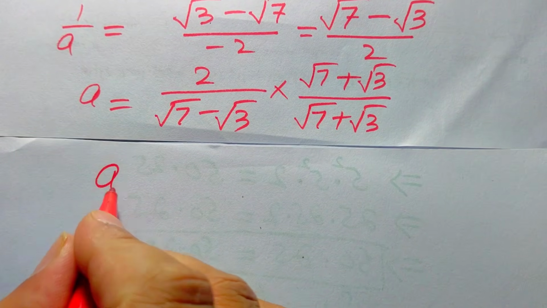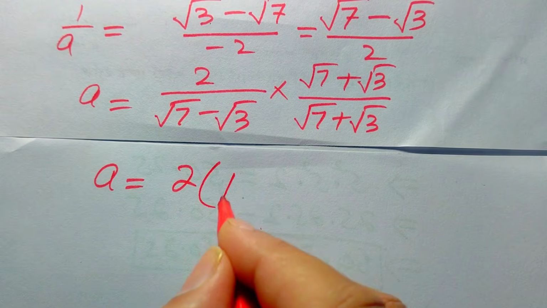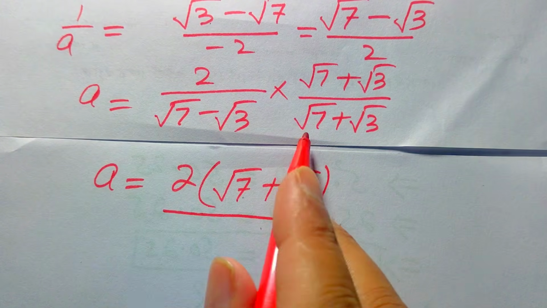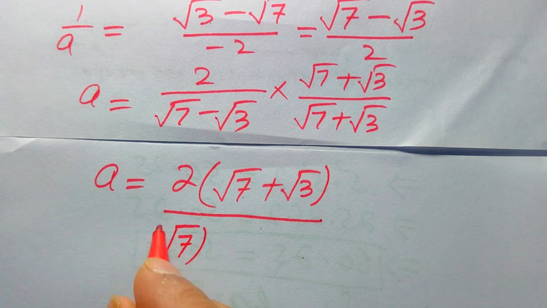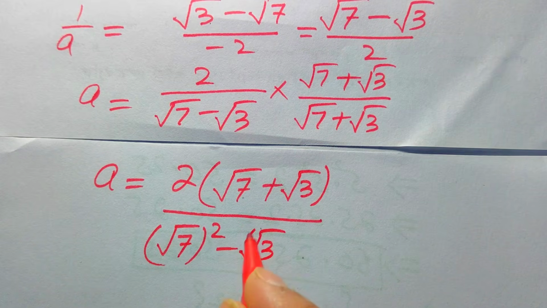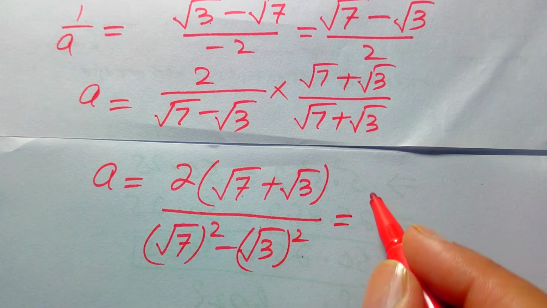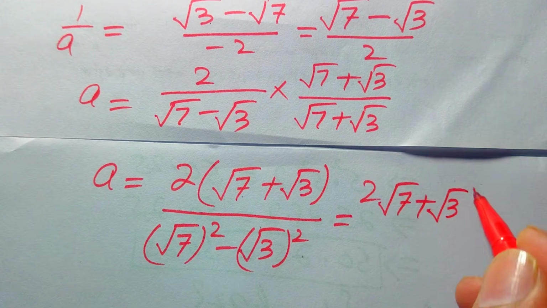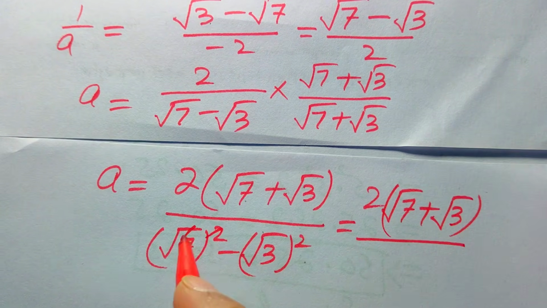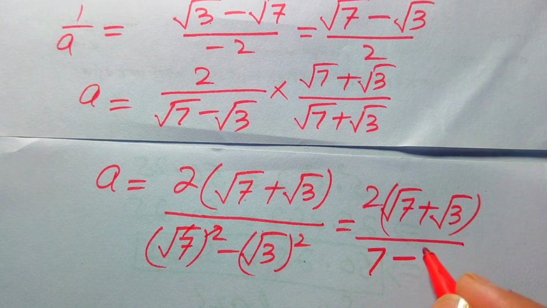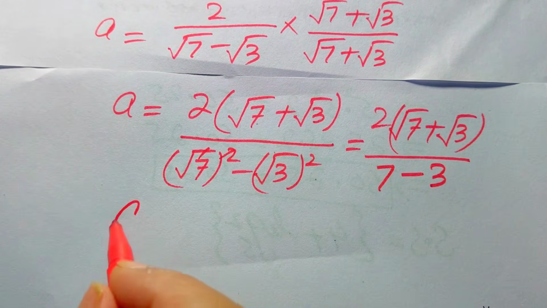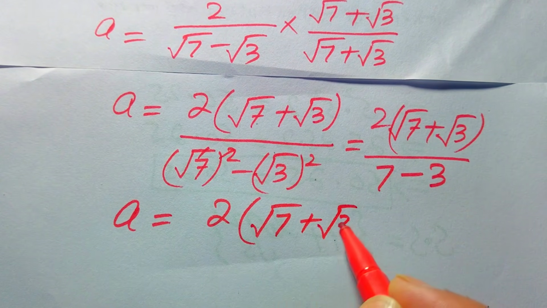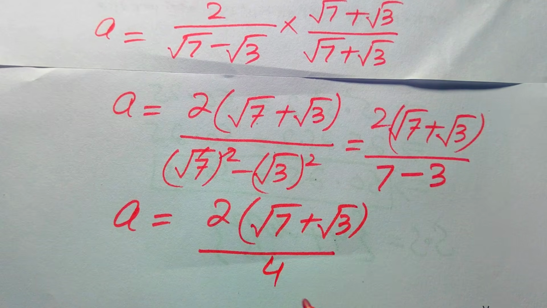So here we need more simplifications and we have a equals 2 times square root of 7 plus square root of 3 divided by, we again write these terms as square root of 7 whole square minus square root of 3 whole square. So this will become 2 times square root of 7 plus square root of 3 divided by, this 2 and square root are gone and we get here 7 minus 3. And finally we have a equals 2 times square root of 7 plus square root of 3 divided by 7 minus 3 becomes 4.